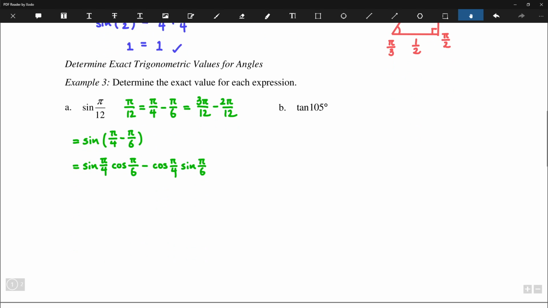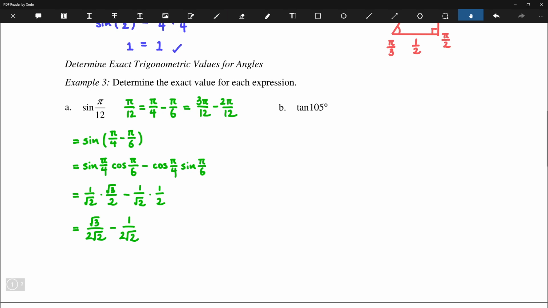Using once again our special triangle values now, sine pi over 4 is 1 over root 2. And then cosine pi over 6 is root 3 over 2. And then cosine pi over 4 is also 1 over root 2. And sine pi over 6 is 1/2. So that means our first term here is going to be root 2 over 2 root 2. And the second term will be 1 over 2 root 2.